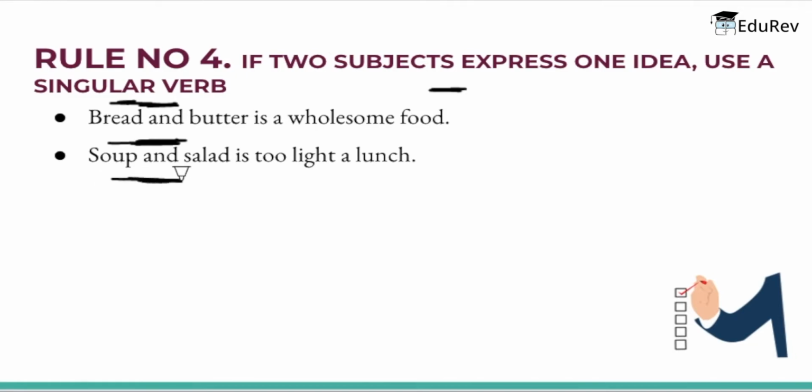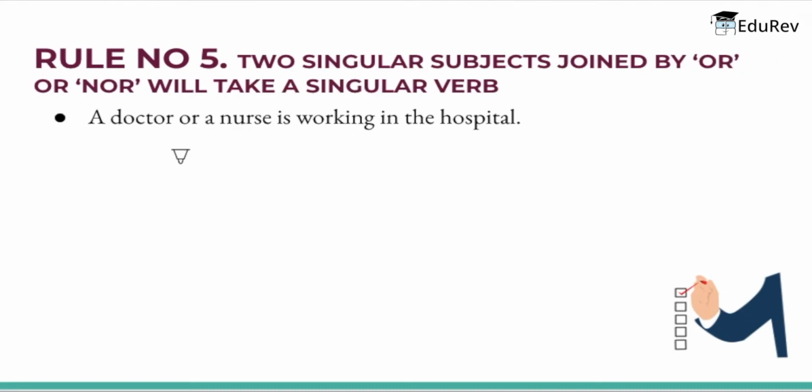Let's see one more example. That is, soup and salad is too light a lunch. That is, soup and salad, these are two subjects and they express one idea, that is having a light lunch. Therefore, we need to use a singular verb with it. Let's move on to rule number 5.